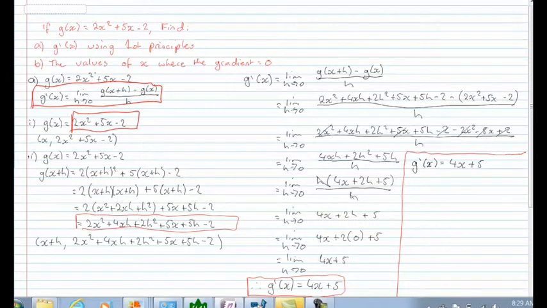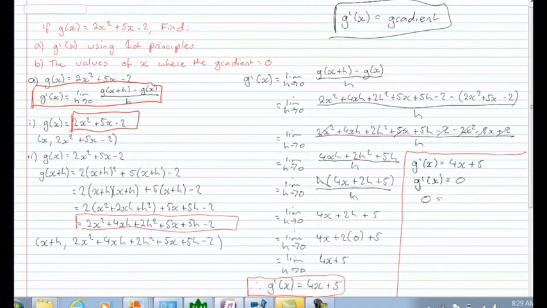Alright, part B says find the values of x where the gradient is equal to 0. Well, what we need to know is that g dashed of x means gradient. So what it's telling us is the gradient. Therefore, g dashed of x is equal to 0. So let's substitute in 0 for g dashed of x. We get 0 is equal to 4x plus 5.